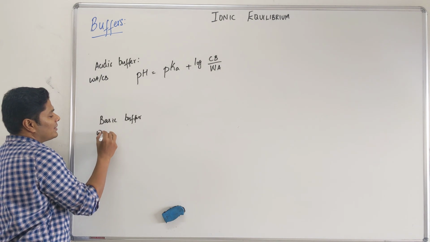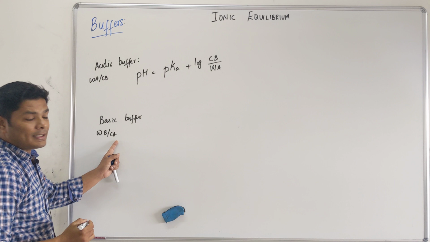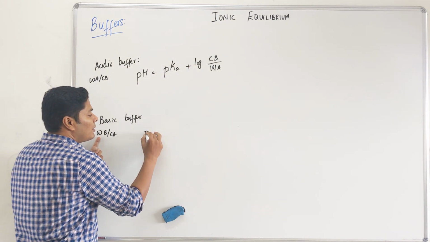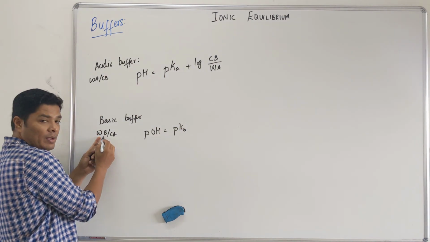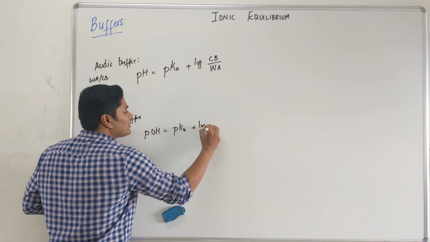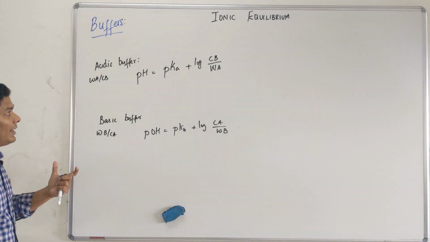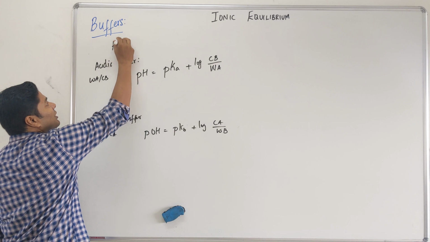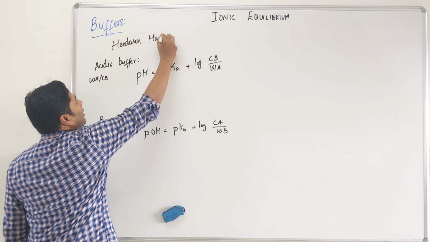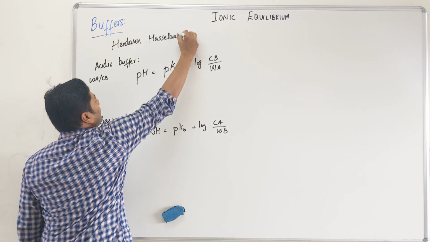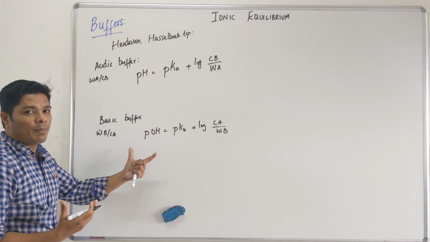When I take a basic buffer, it comprises a weak base and a conjugate acid. Because I am dealing with a base, the formula will be pOH equals pKb of that weak base plus log of conjugate acid by weak base. The Henderson-Hasselbalch equation is extremely useful for you guys. The moment you know you are dealing with a buffer problem, the Henderson-Hasselbalch equation should come to your mind.